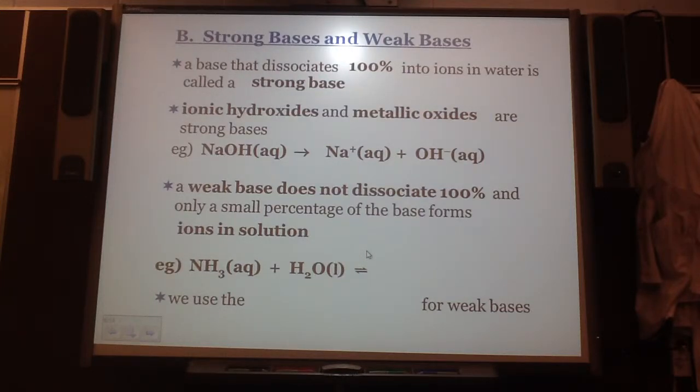So the NH3, ammonia, if it reacts with water, we get our NH4+ and our OH-. Now again, look, we are using the equilibrium arrows for our weak bases to represent that not everything on the reactant side becomes the product.